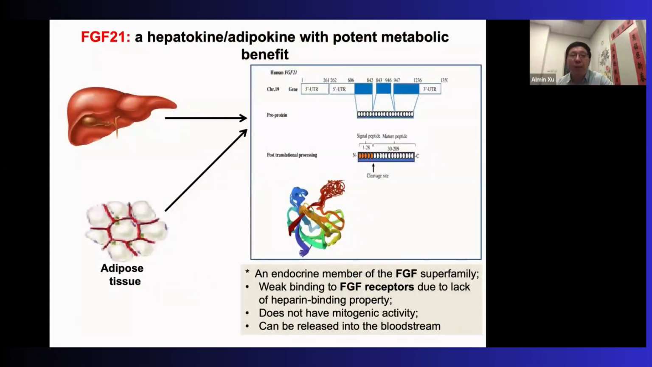So FGF21, maybe many of you are familiar with this hormone. It is secreted predominantly from the liver tissue, but we also find that adipose tissue can also secrete FGF21. FGF21 has potent metabolic benefits. It is the endocrine member of the FGF superfamily. Unlike the classical FGF family, FGF21 only has weak binding to FGF receptors, due to lack of heparin binding property. And FGF21 does not have mitogenic activity, so it can be released into the bloodstream.